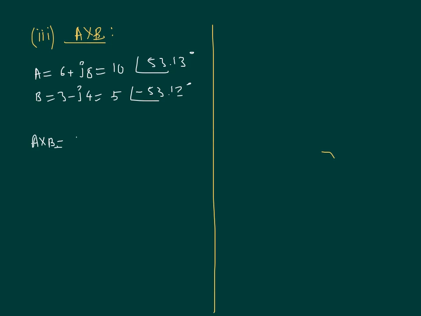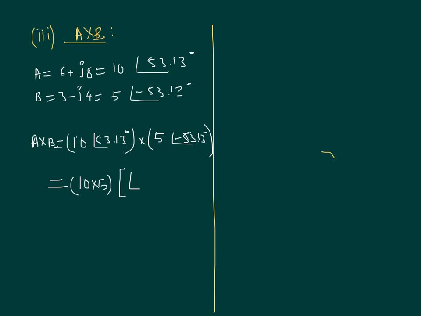A into b equals 10 at an angle 53.13 degrees into 5 at an angle minus 53.13 degrees. For multiplication, the magnitudes will be multiplied and the angles will be added, plus 53.13 and minus 53.13, and these cancel to 0. This is 50 at an angle 0 degrees. That is a into b.